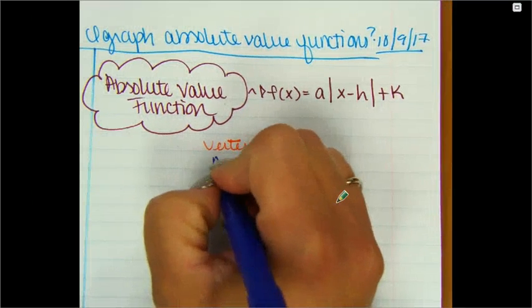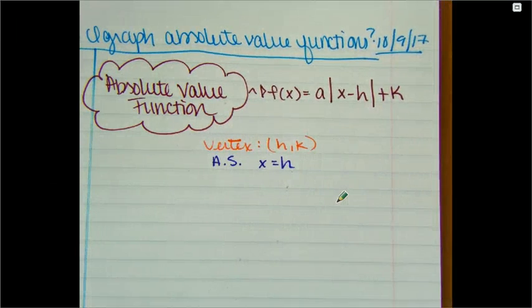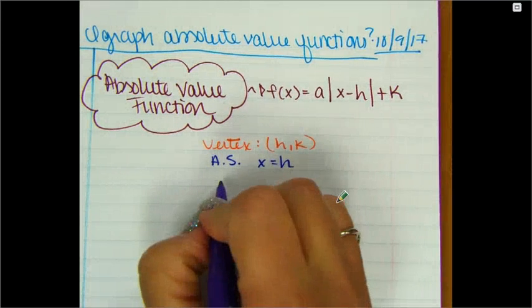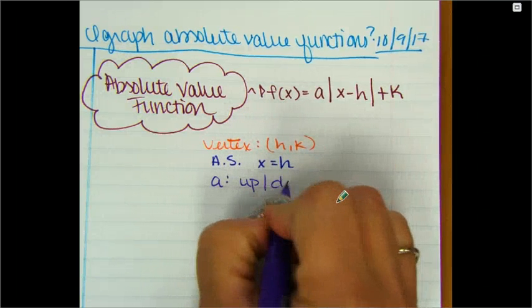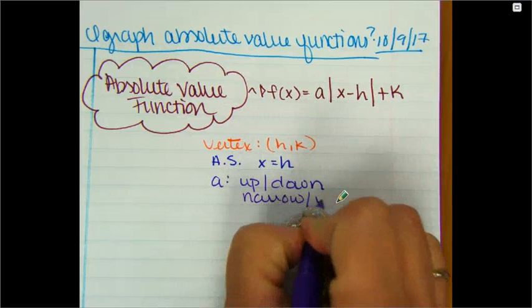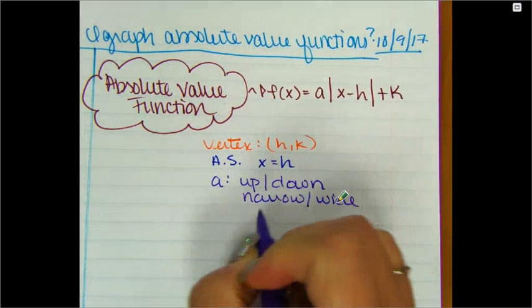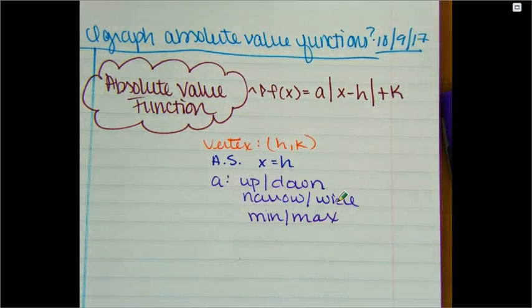Okay, so the symmetry, which is what? What else does it tell you? Up or down. A tells you up or down, and it also tells you what? Narrow, wide, and what? Min and max.